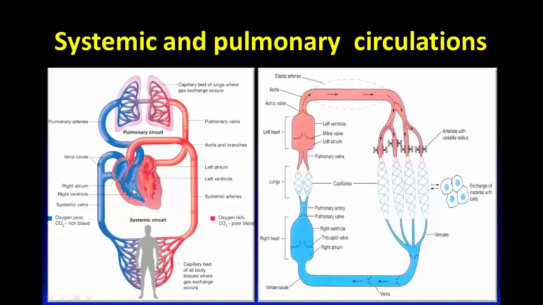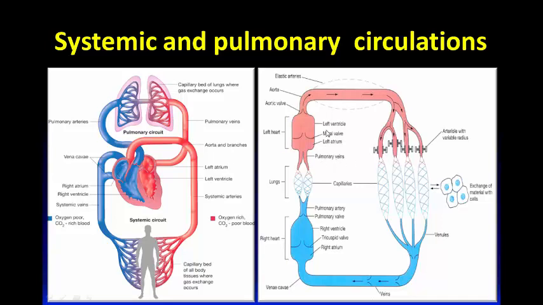Then the pulmonary circulation begins in the right ventricle, where the deoxygenated blood is ejected into the pulmonary trunk. The blood flows through the pulmonary arteries and pulmonary capillaries to get reoxygenated. Then the oxygenated blood returns to the left atrium via the four pulmonary veins, and it is in the left atrium where the pulmonary circulation ends.